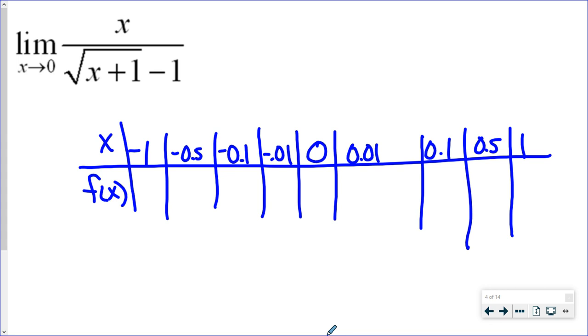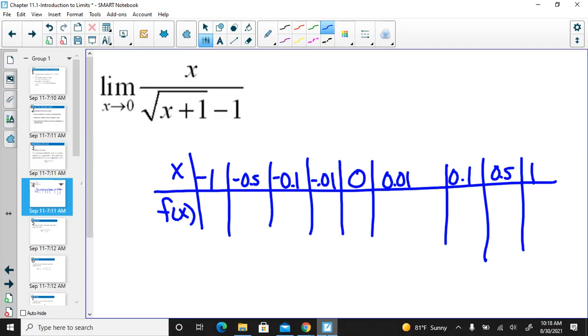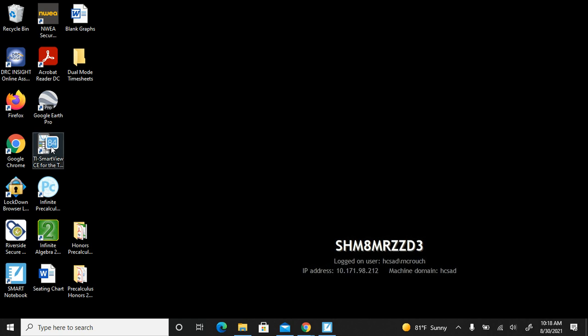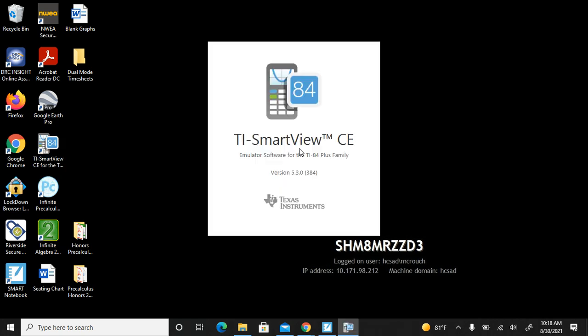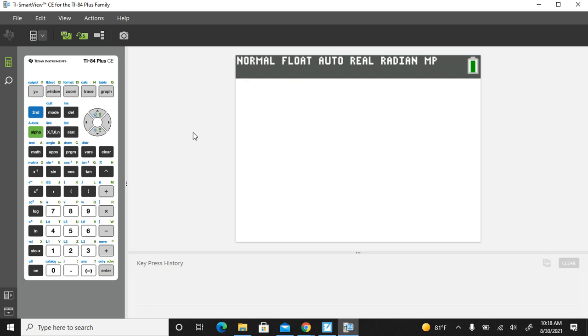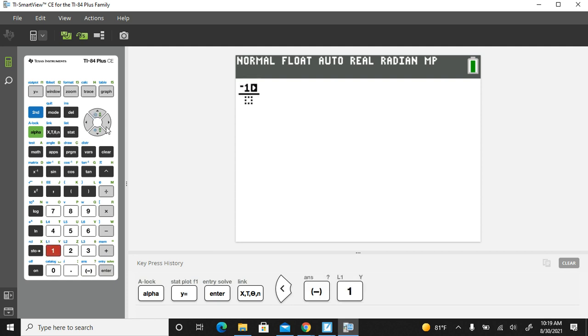There's a couple of ways that we can do this. If we pull up a handy-dandy calculator, of course we were first starting with -1. So alpha y equals gets us our fraction command. In the numerator we had x, but of course I'm not putting in x, I'm putting in -1.